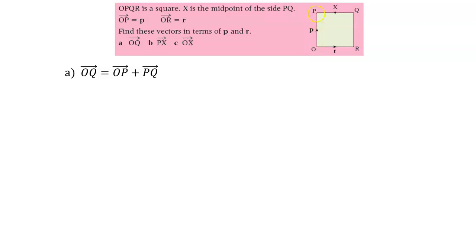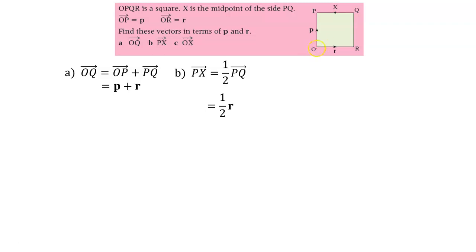I know that OP is the vector P. PQ, this is a square, so I know that the sides are the same length and that they're parallel, so PQ is parallel to OR. So PQ is the vector R. And that's that. To get from P to X, I'm told that X is the midpoint of the side PQ, so it's just half of PQ. As we found before, PQ is the vector R, so PX is half R.